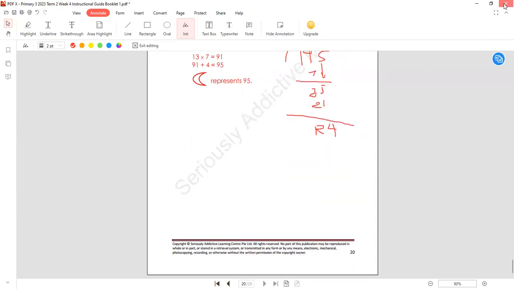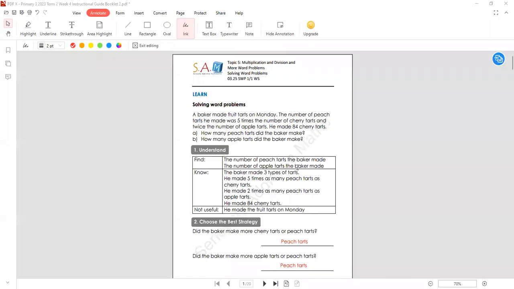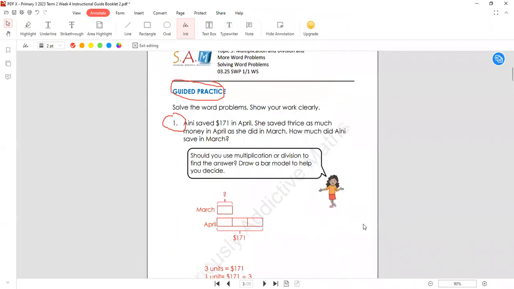Okay, next booklet. Now we move on to the second booklet, which is a more challenging booklet. So more time should be dedicated to this booklet rather than the first one. Let's go straight to page 3 to teach them how to do this.